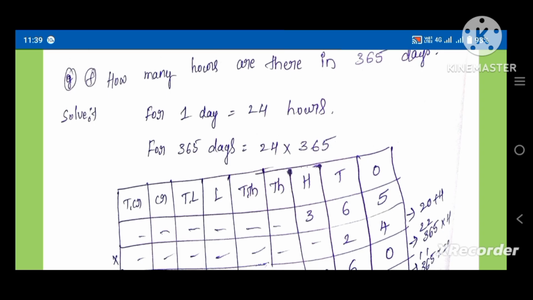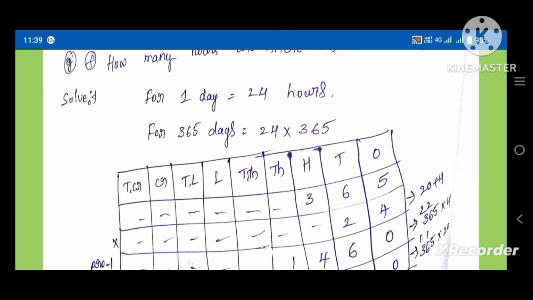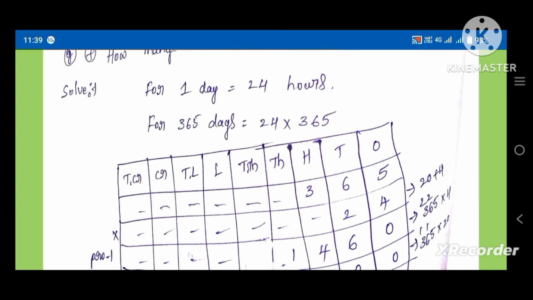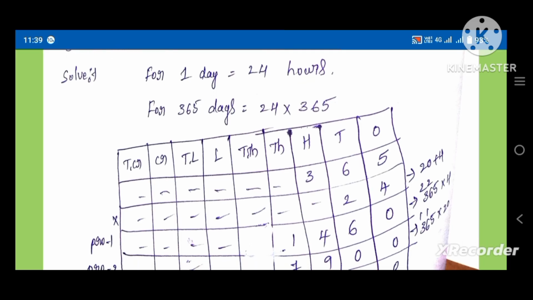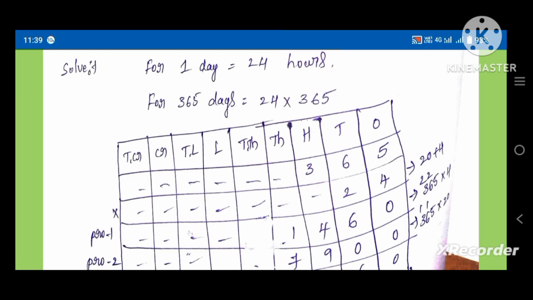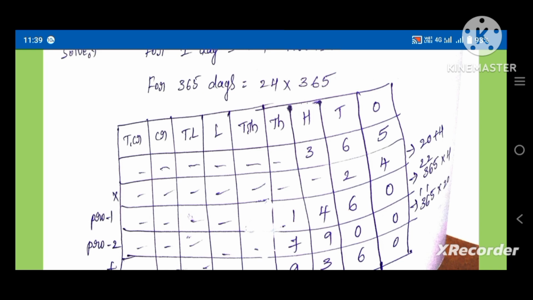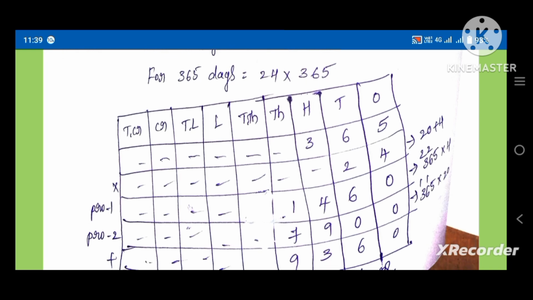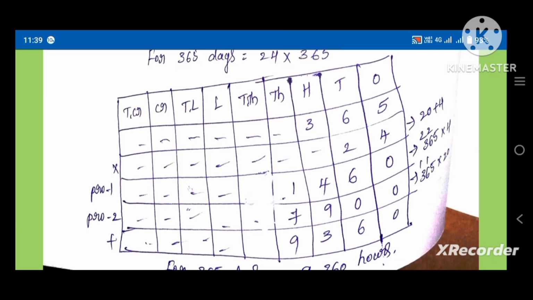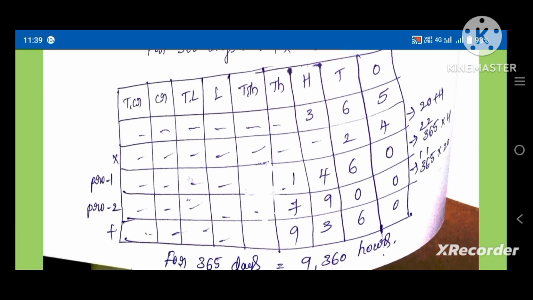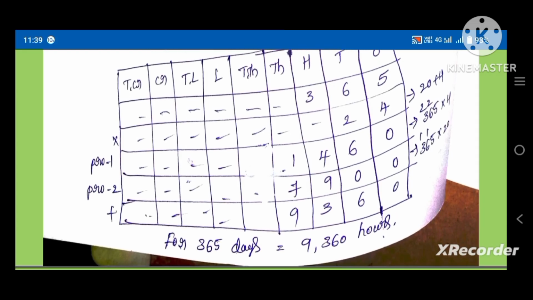How many hours are there in 365 days? Solve. For one day, 24 hours. For 365 days is equal to 24 into 365. Ones place 5, tens place 6, hundreds place 3, multiply by 24. 24 means 20 plus 4. First product is 1,460. Second product is 7,300. Add the two products. 9,360. For 365 days, 9,360 hours.